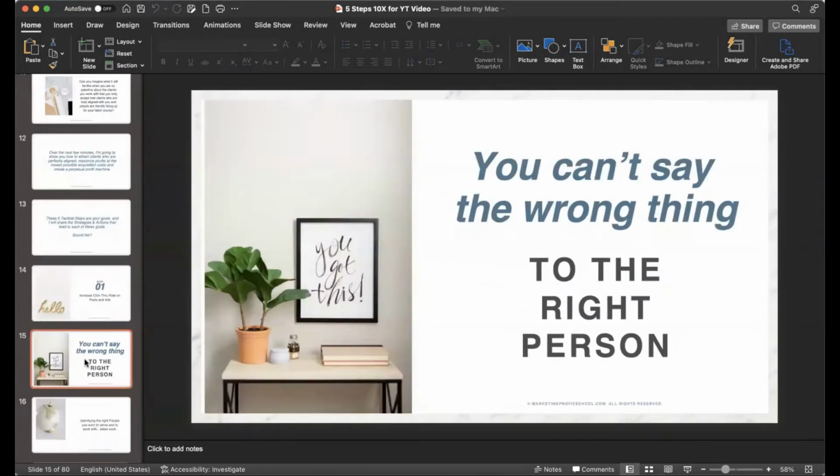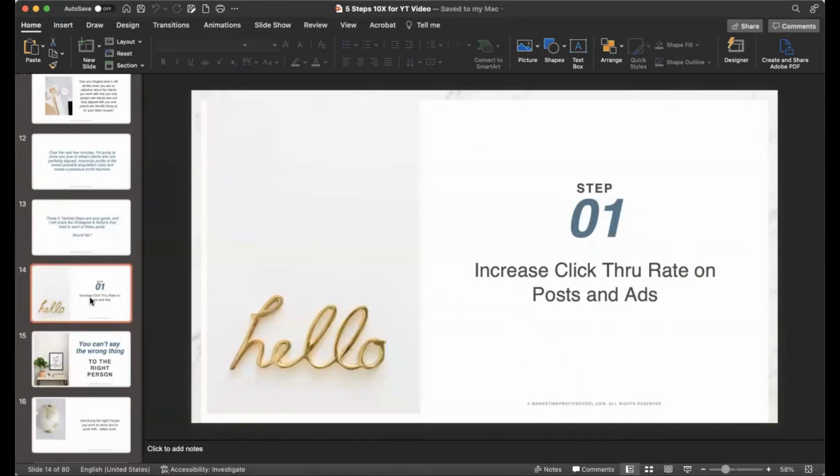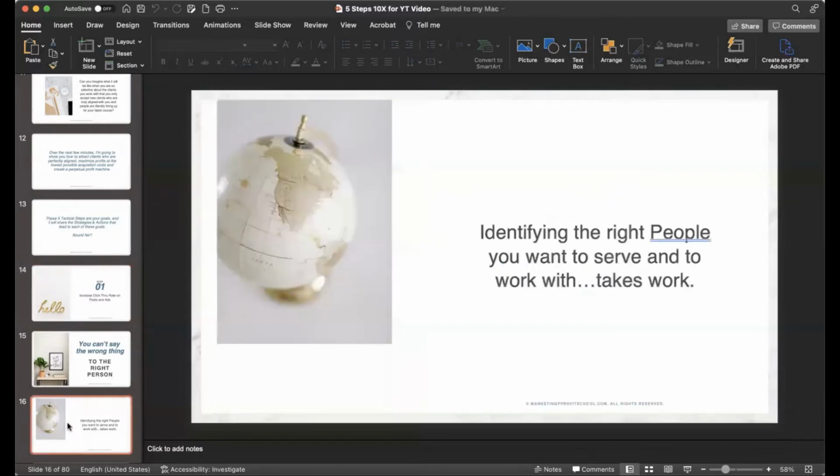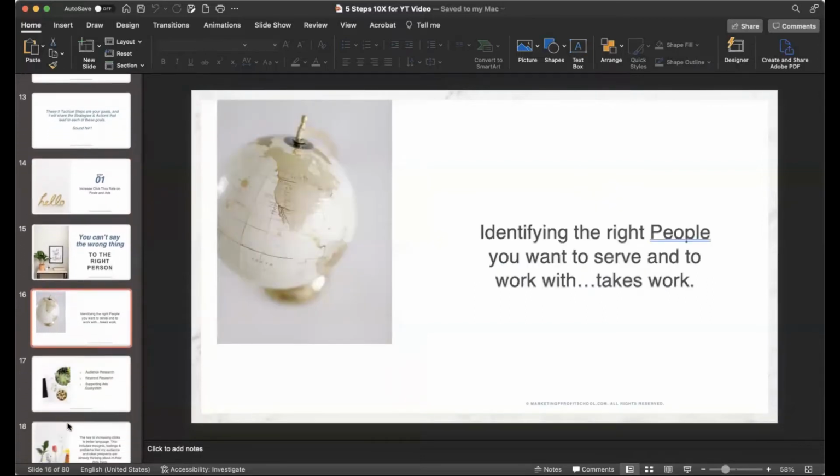And the bottom line is it comes to getting your information in front of the right people, because you just can't say the wrong thing to the right person. So the best way to increase that click-through rate is to put your information in front of the right people and to join them in the conversation they're already having in their head. So this means you're using their language. This comes from audience research. So the right people you want to serve and work with, and it takes work. It takes continuous work. You can't just be one and done on this either. You have to go back through and do your research.